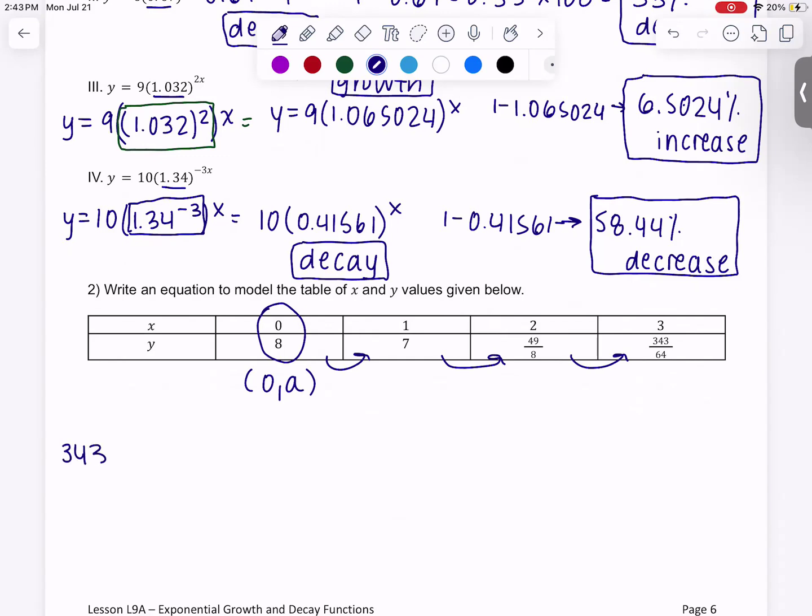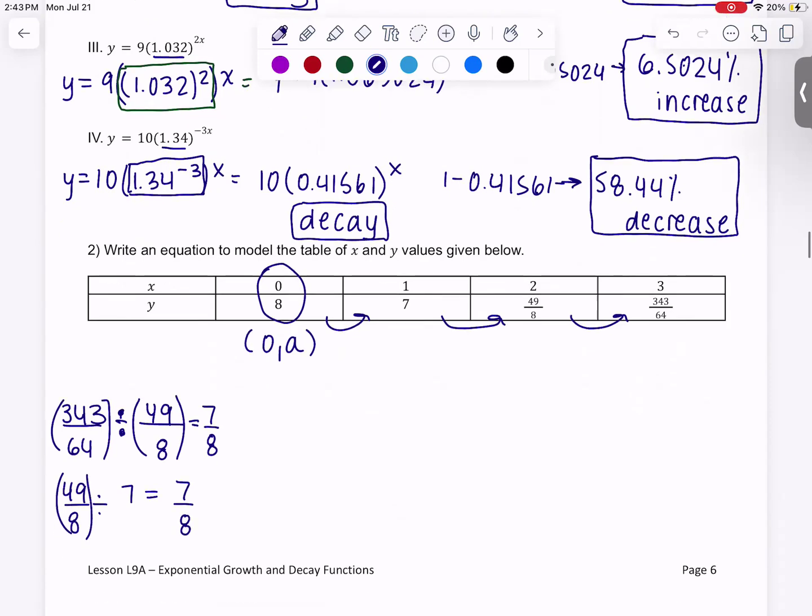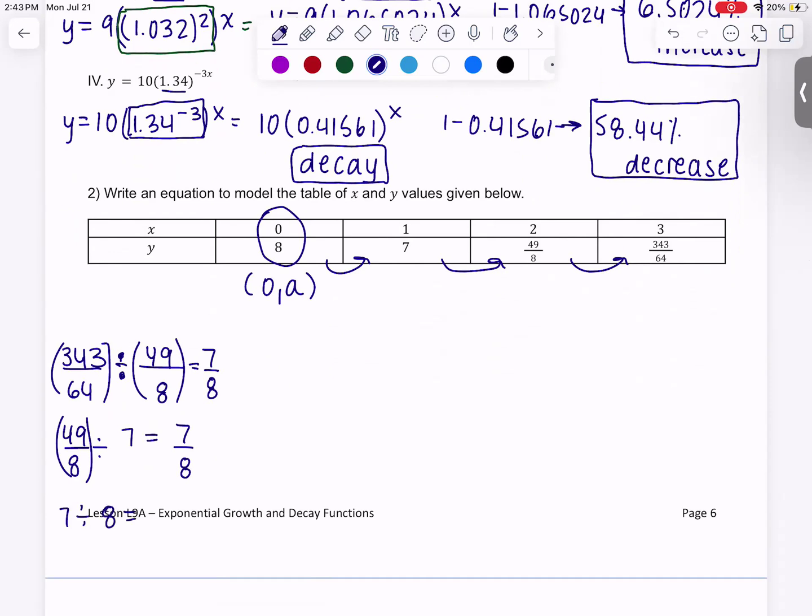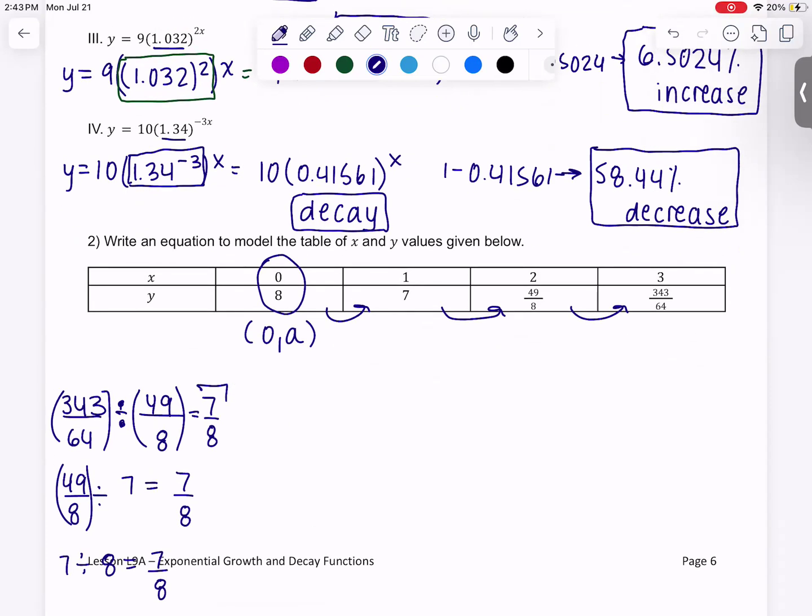What is 343 over 64, in parentheses, type it on Desmos, divided by 49 over 8, in parentheses? It's 7 over 8. What is 49 over 8 divided by 7? 7 over 8. So make sure you put it in parentheses. And what is 7 divided by 8? It's 7 over 8 as a fraction. So 7 over 8 is our common factor. It's what we multiply by every step.